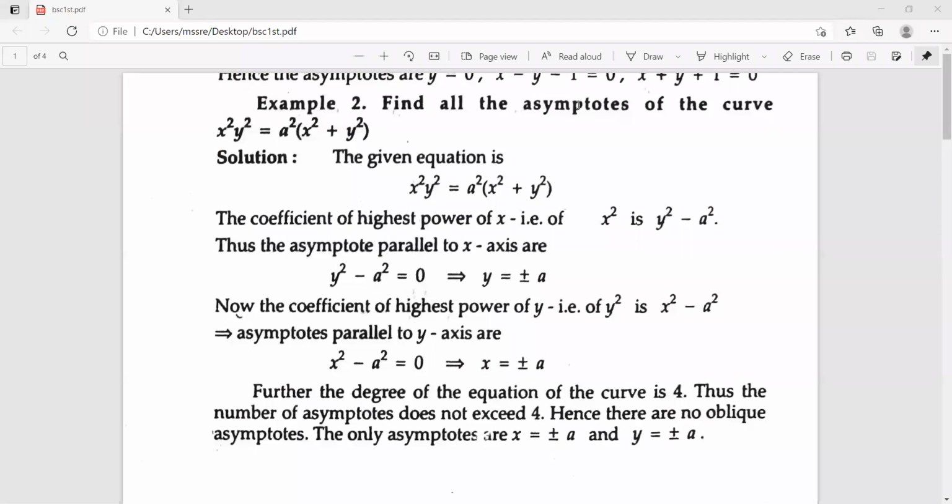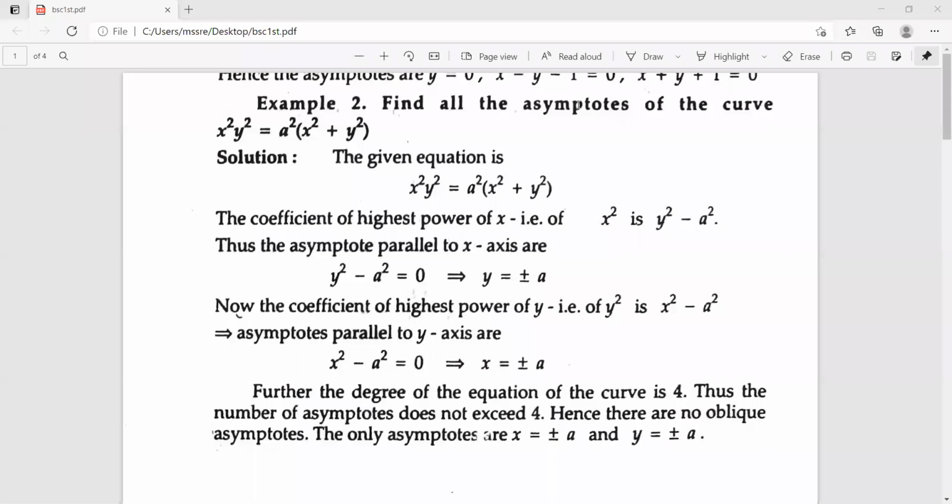Yes. Thank you. So let us take one example of how to find the asymptotes to a curve. You have to find all the asymptotes, in the sense asymptotes parallel to the coordinate axes, that is parallel to both the x-axis and the y-axis, and also asymptotes not parallel to the coordinate axes. They are called oblique asymptotes. Here the given equation is x squared y squared equals a squared into x squared plus y squared.